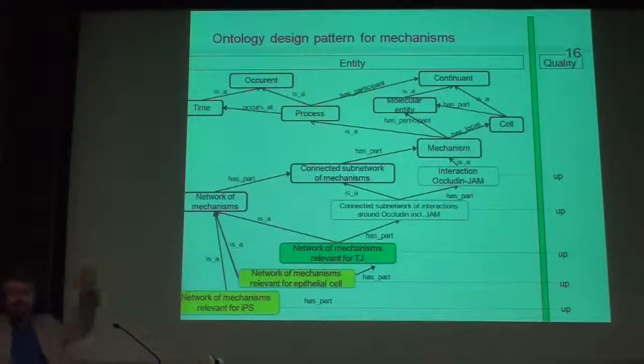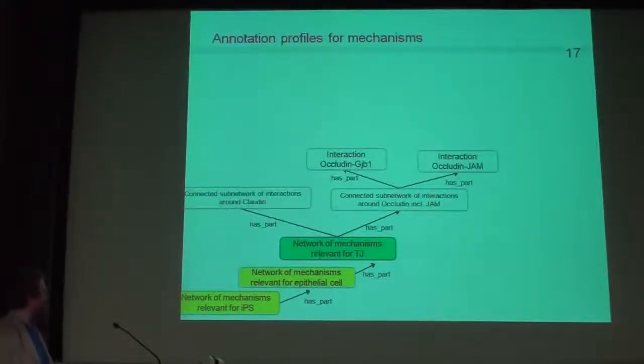So the idea is to have a hierarchy of knowledge, where you can ultimately do calculations. And that's becoming interesting once you have got, for example, several parts. Say this network, subnetwork interaction of octodine and gem has two parts: octodine and gem, octodine and DJB1. And also this network mechanism relevant for tight junction has two parts.